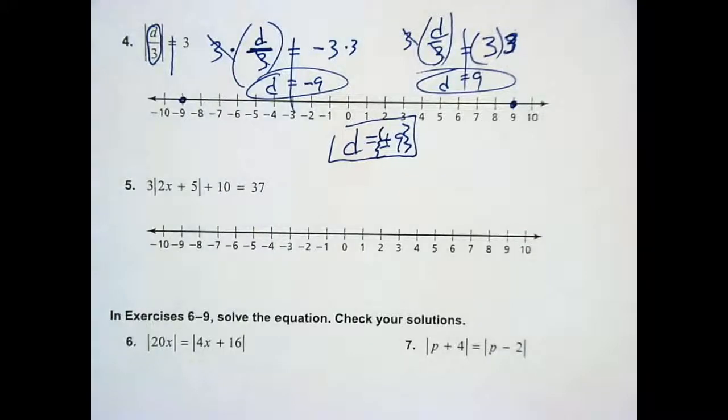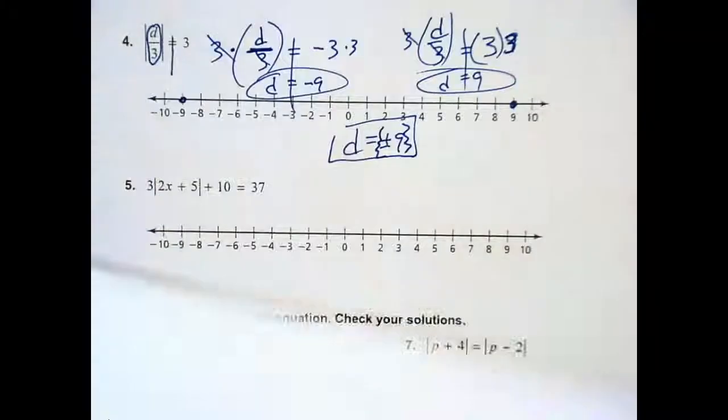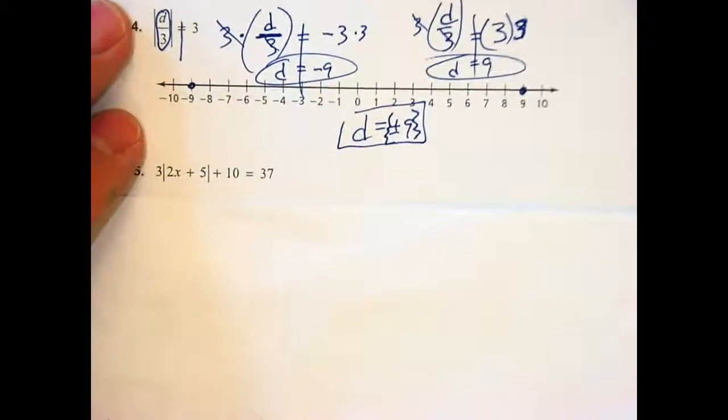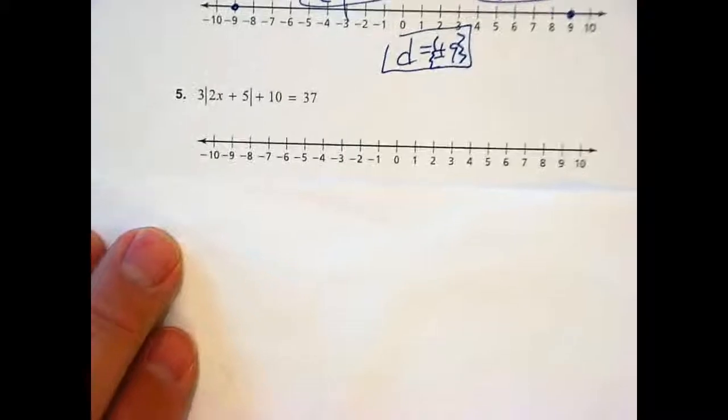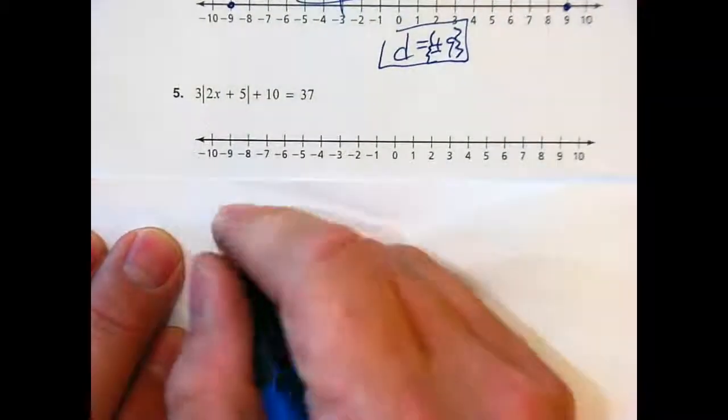All right, number 5. Is absolute value alone on one side? No, it is not. Okay? Since it is not alone, we need to get it alone on one side. And I'm going to have to do that on a different spot here. Yeah, just staple it to the top, Jay.